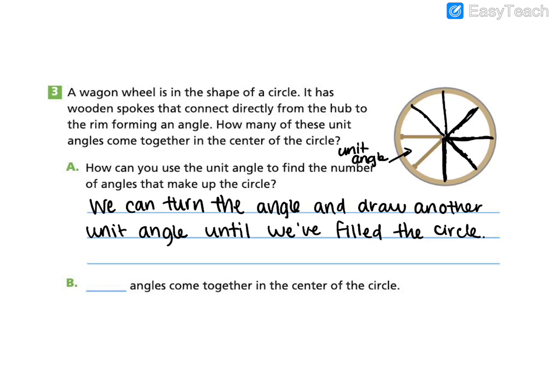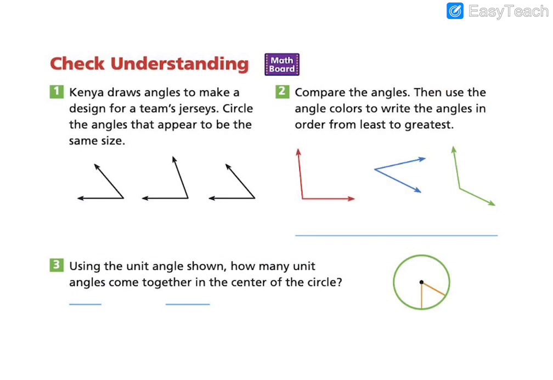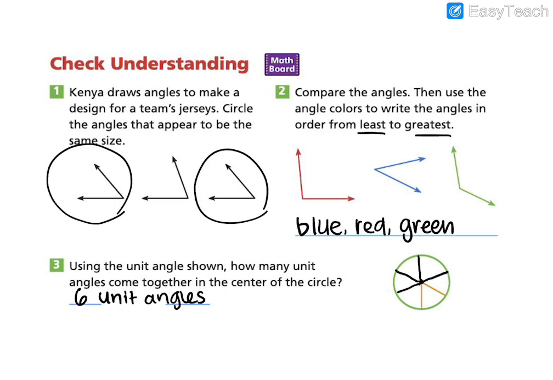And let's count it up. We have 1, 2, 3, 4, 5, 6, 7, 8. 8 angles come together in the center of this circle. Go ahead and pause the video and complete check understanding. Press play to check your work.